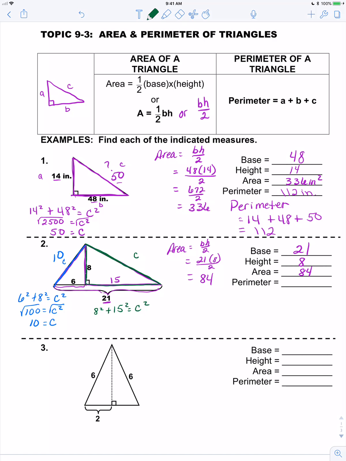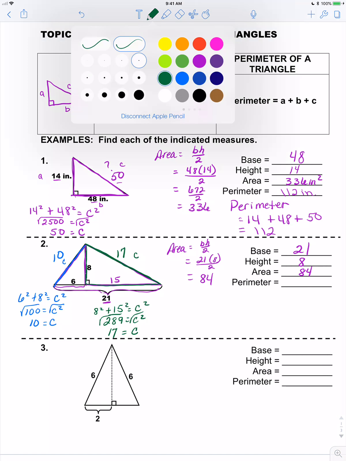289 is C squared. Take the square root of both sides of that. So C is the square root of 289, which is 17. So this side is 17.